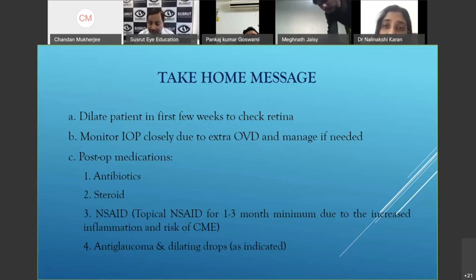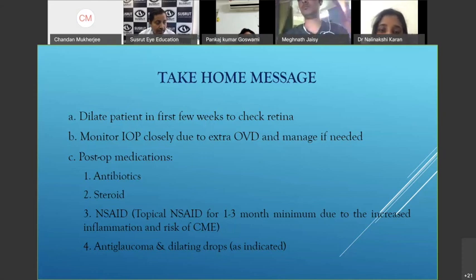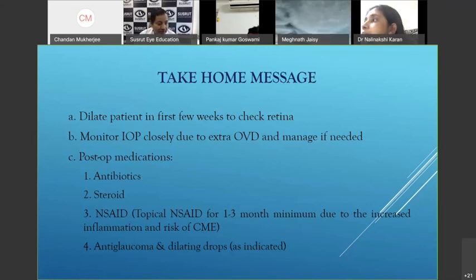Post-op medications are the regular antibiotics and steroid. NSAID to be continued for 1 to 3 months minimum to minimize the chance of CME, because these people are more prone to develop CME. And anti-glaucoma and dilating drops. If there is lots of inflammation, then probably dilating drops will be required. And if the intraocular pressure remains high, you need anti-glaucoma medications. Else, even with PCR, not to panic.